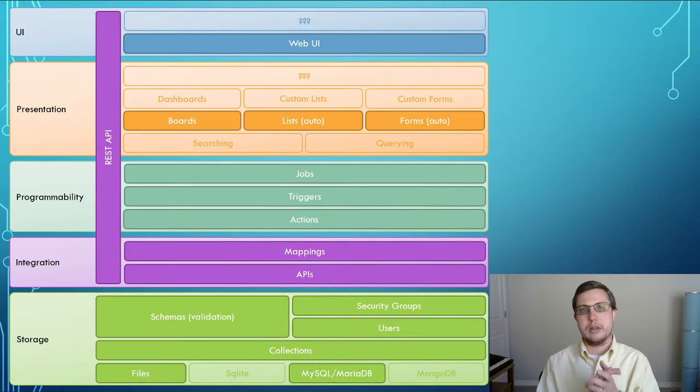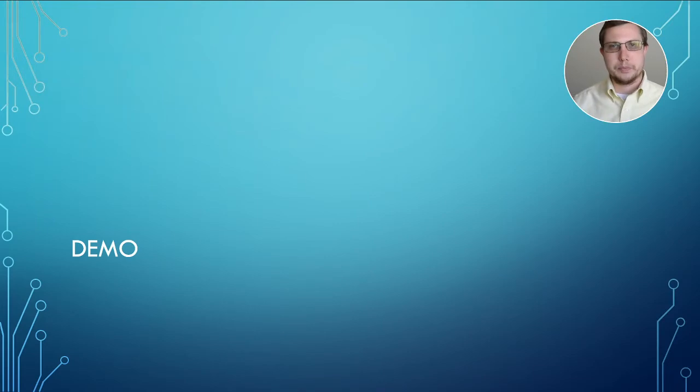Well, if we look at the architectural diagram that I first showed in the conceptual deep dive of Slingshot, which I'll leave linked down in the description below, we can see that down in the storage layer, not only do we have users and security groups, but underpinning that we have collections. And that's how we talk directly to wherever the data is actually stored. And then schemas provide a validation layer and some other features, as we'll see, on top of collections. So let's get into a demo.